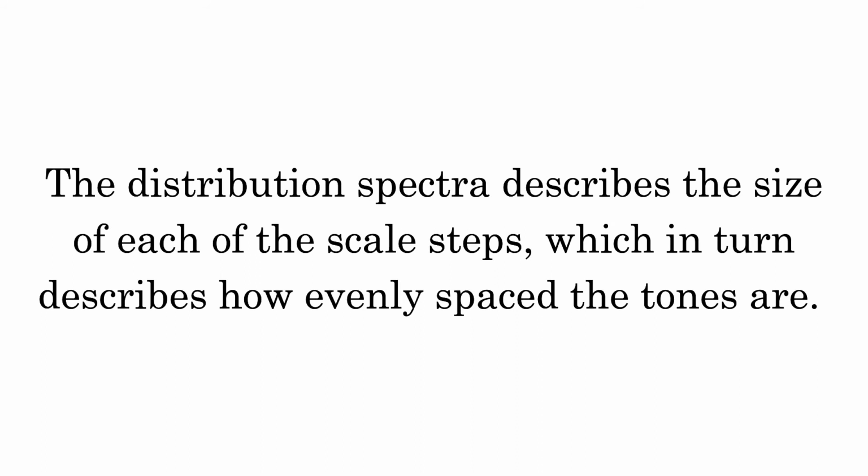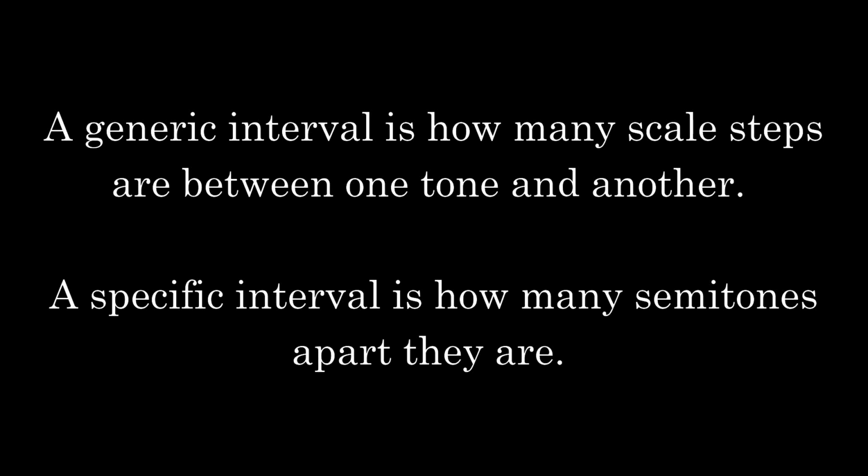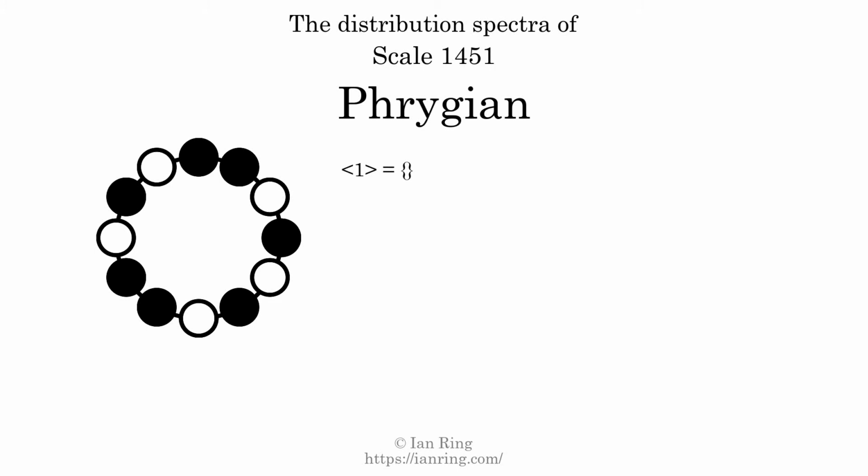The distribution spectra describes the size of each of the scale steps, which in turn describes how evenly spaced the tones are. A generic interval is how many scale steps are between one tone and another. A specific interval is how many semitones apart they are. The generic interval of one scale step comes in 2 different specific interval sizes, 1 semitone, and 2 semitones. The spectrum width of this generic interval is the highest, 2, minus the lowest, 1, which equals 1.